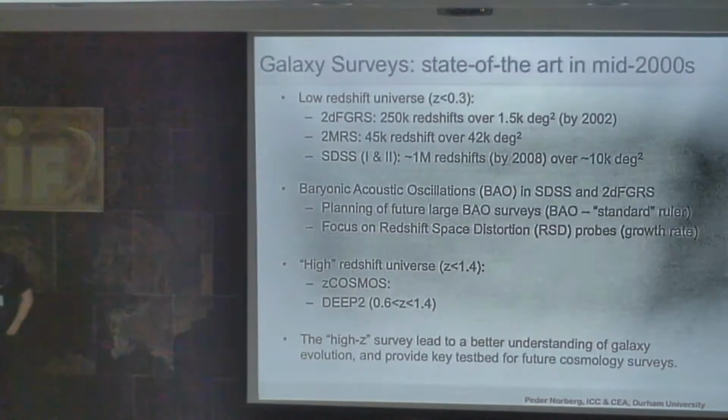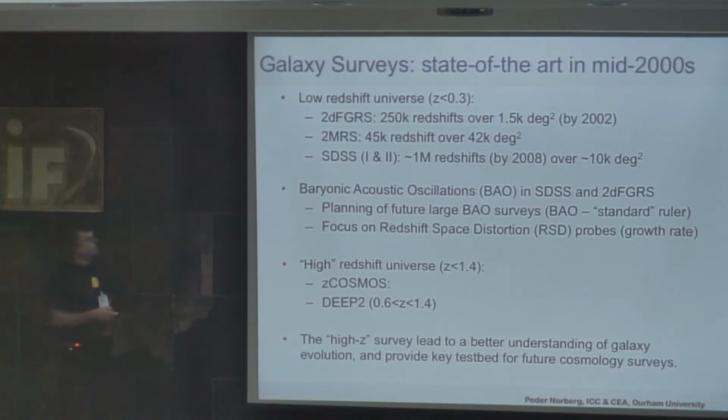object and so on. So in the mid 2000s, you have the knowledge of the low redshift universe with the 2DF galaxy redshift survey, that's 250,000 galaxy redshifts over 1,500 square degrees. So you had a good understanding now of the large-scale structure in the universe. The 2MASS redshift survey got 45,000 redshifts over 42,000 square degrees. It's an all-sky redshift survey. That's really hard to accomplish, to have a good knowledge of the all-sky. And SDSS, with its million redshifts by 2008, over about 10,000 square degrees.